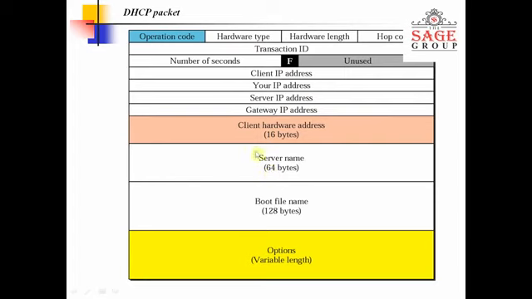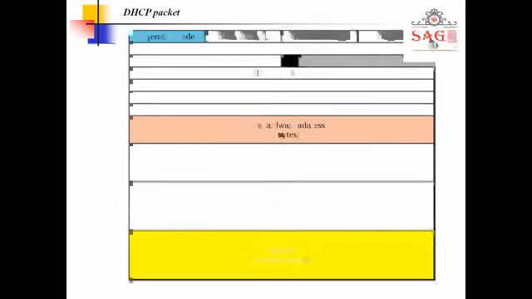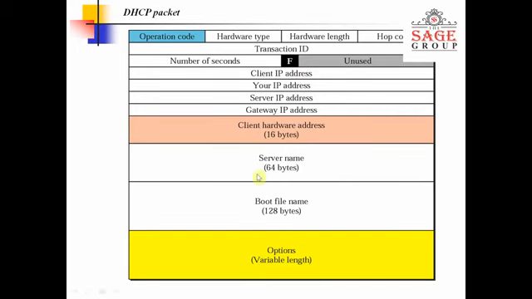That is known as server name. Examples are google.com, yahoo.com, facebook.com, www.sirtbhopal.com, www.sageuniversitybhopal.com. These are mentioned in there. The hardware length of the server field is 64 bytes.